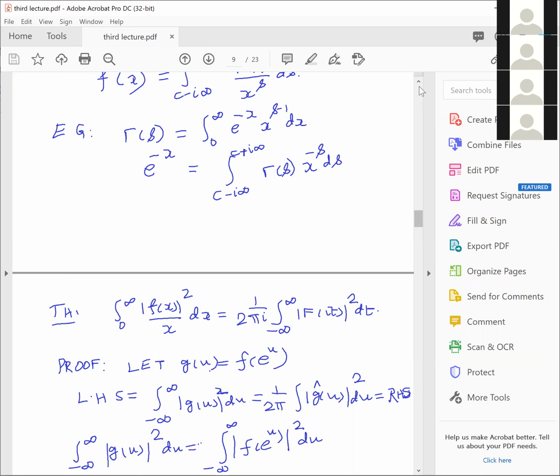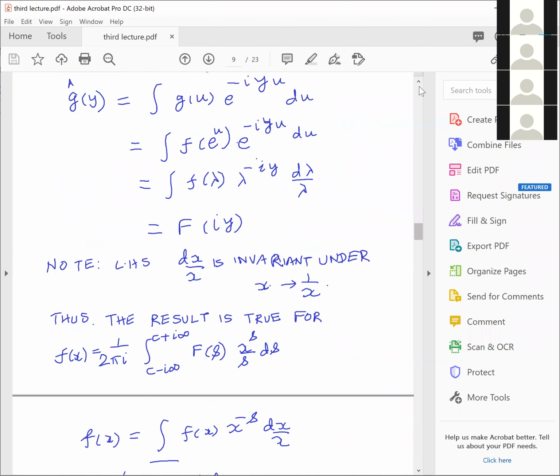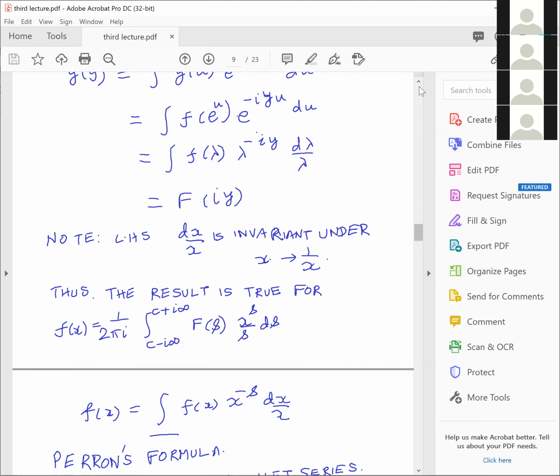Fortunately, when you look at this theorem, the kernel dx by x is invariant under x going to 1 over x. If x goes to 1 over x, the differential dx by x remains the same. Therefore, whether I have x^(minus s) there or x^(plus s) there, it doesn't really matter. Whatever theorem I have proved with x^(minus s), I can also get with x^s by replacing x by 1 over x, because the differential dx by x is invariant. That's exactly the point I want to make. Therefore, this result is true even for f(s) times x^s by s ds.